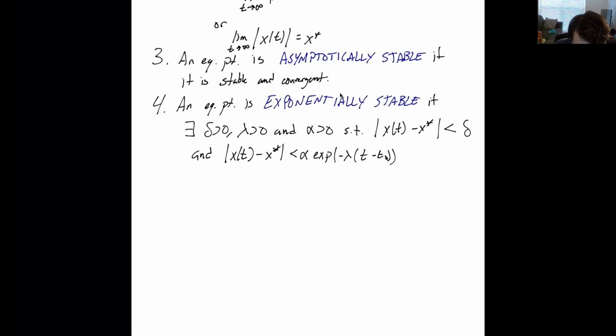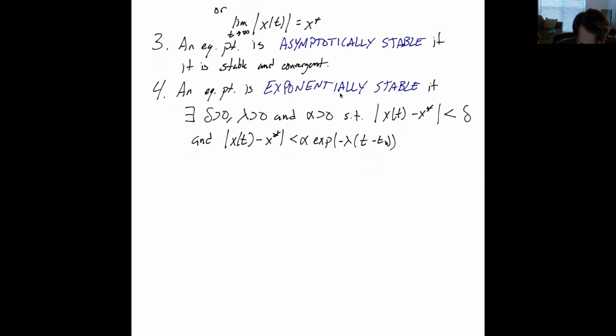So this gives us a rate of change in the exponential sense. So it's saying that the distance between our solution and our equilibrium point is upper bounded by this function of time, and so it decreases as time goes on, and it decreases at a rate of lambda. Okay.